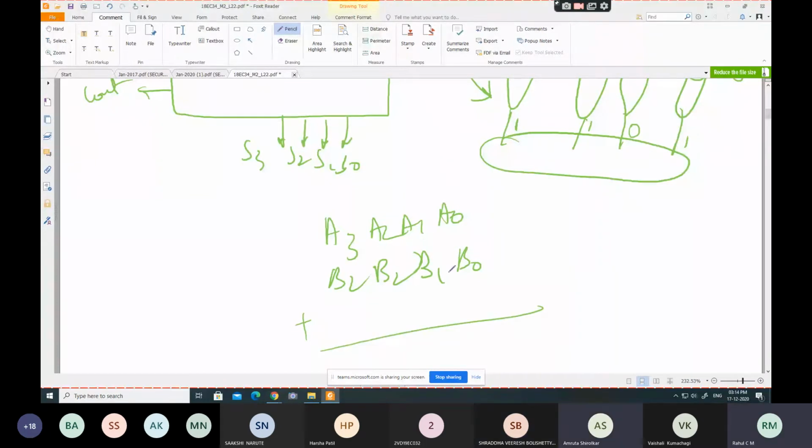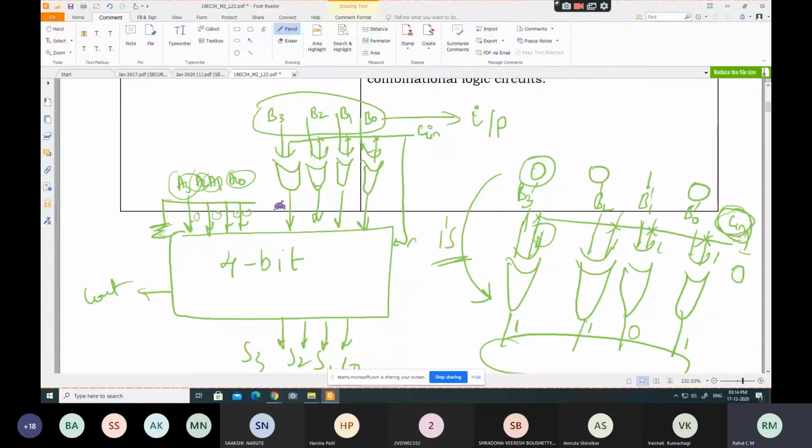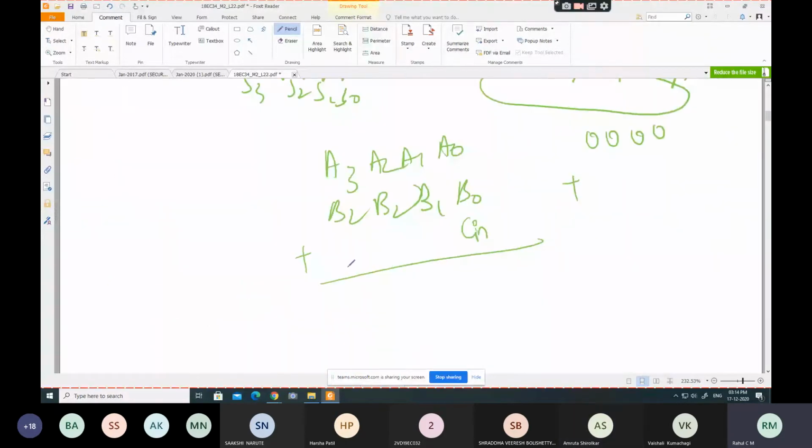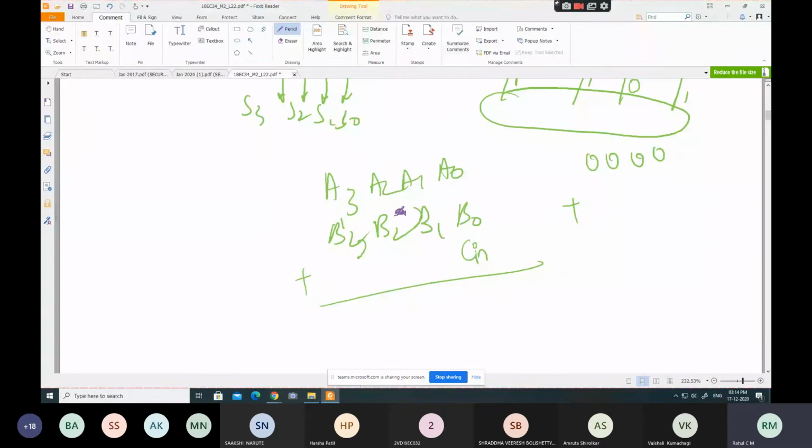Yes, sir. Plus 1, sir. Plus Cin. So what is A3, A2, A1, A0? 0, 0, 0, 0. Plus Cin. Actually, B3, B2, B1, B0 is nothing but the value fed over here. I can call it B3 bar, B2 bar, B1 bar, B0 bar. So B3 bar, B2 bar, B1 bar, B0 bar is being fed as an input to your 4-bit full adder, instead of A3, A2, A1, A0.